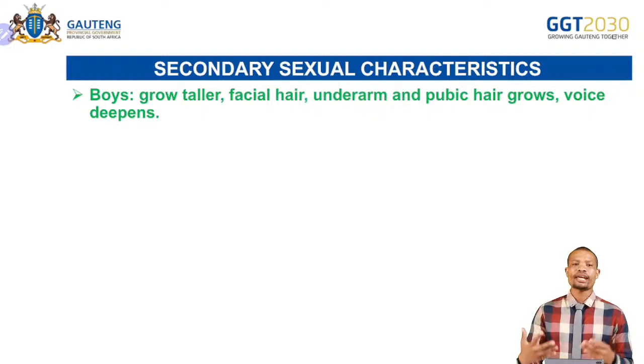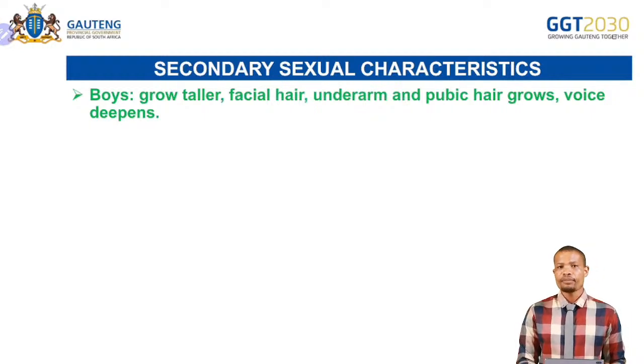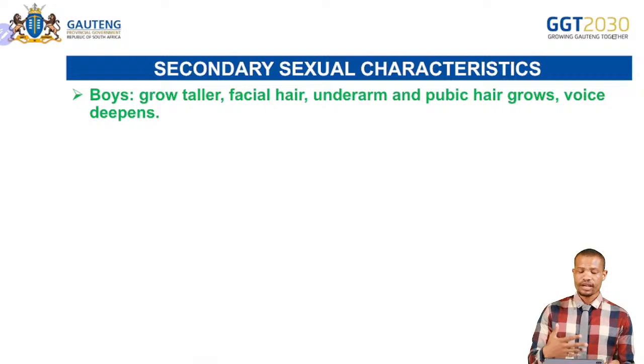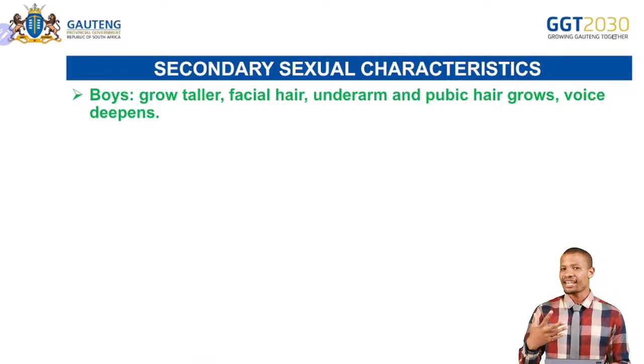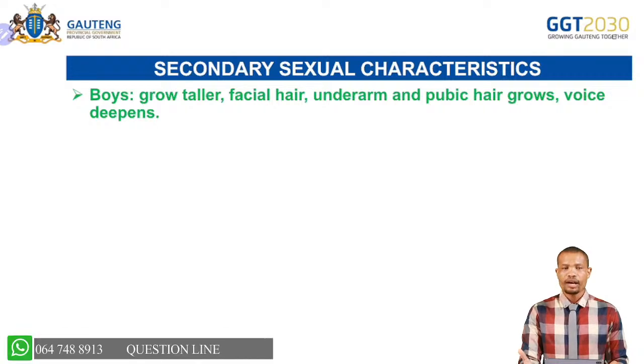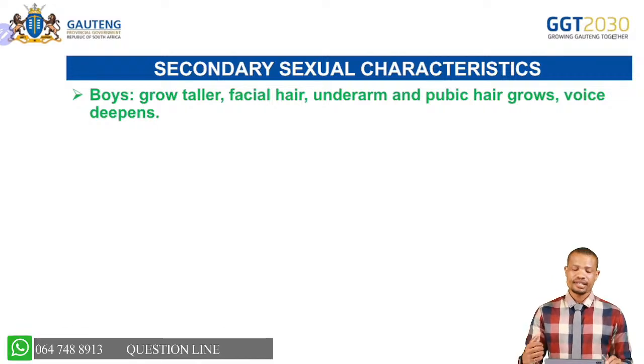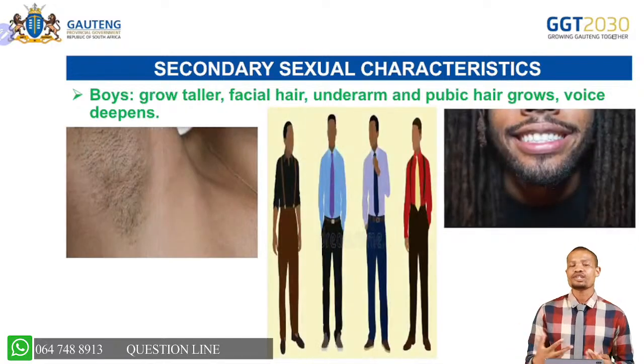Now let's look at what happens in boys. Boys will grow taller. They will develop some facial hair like a beard and a mustache. They will grow hair under their arms. This also happens in females as well. Pubic hair. And the voice will begin to get deeper. These are the secondary sexual characteristics in males.